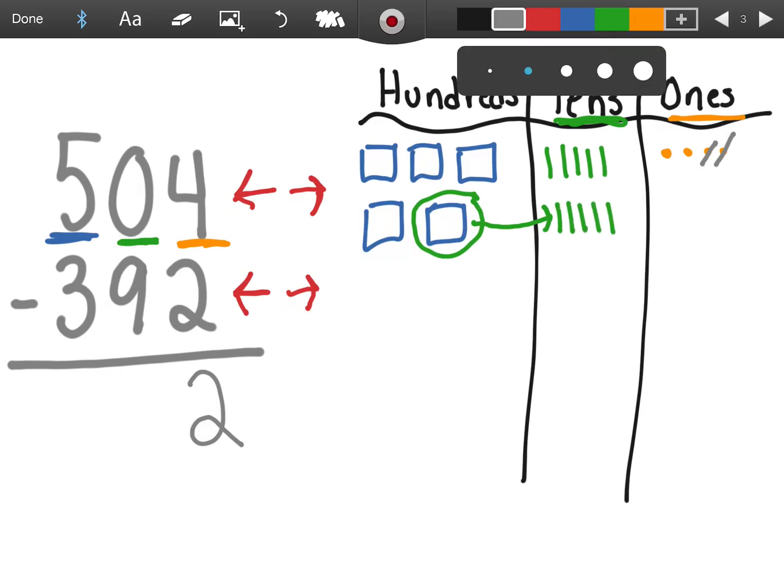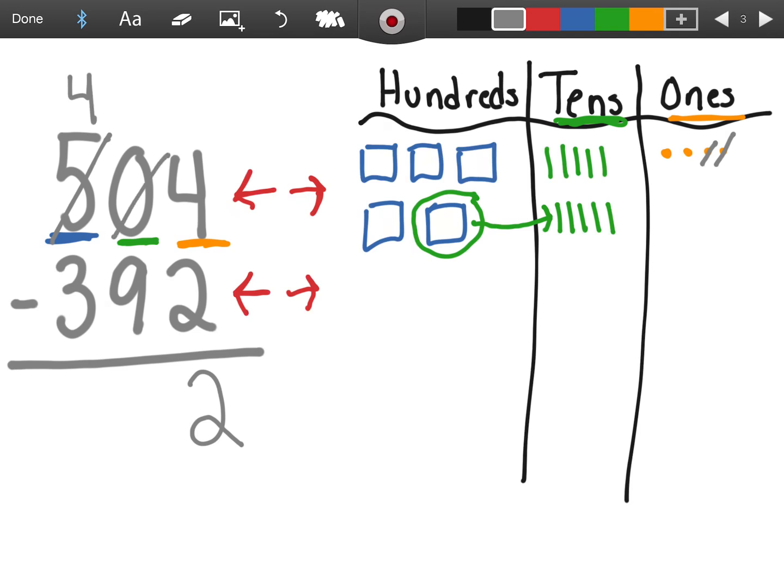So now we, of course, have to show what we just did over in our math problem. So we had 0 tens and we called up the hundreds and we asked to borrow 10 tens. That 500 then becomes a 400 and the 0 becomes 10 because we have 10 tens over here. So we're going to put a 10 up here. So then we could continue our subtraction.